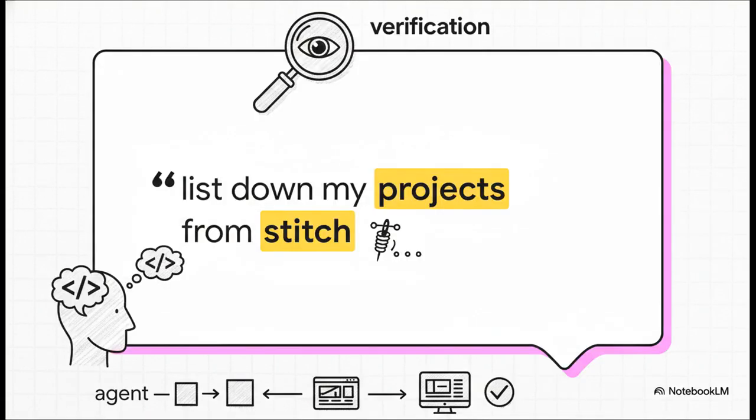So, how do we know it actually worked? This is the moment of truth. You just give the agent a simple command. Ask it to list down my projects from Stitch. If it comes back with a list of your actual projects, boom, it's connected. And believe me, this is where the real fun begins.